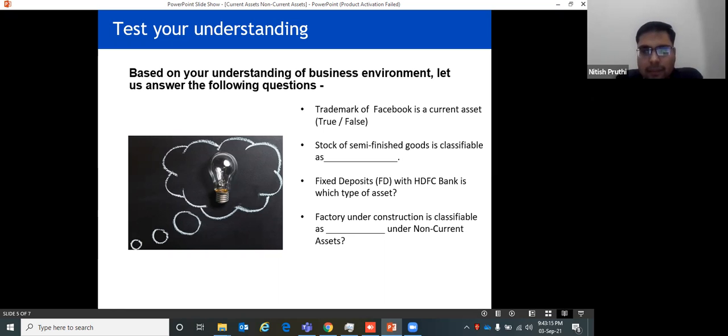Second question: stock of semi-finished goods is classifiable as. So stock of semi-finished goods. What is semi-finished goods? Goods that are neither raw material nor finished. So it is in the process of manufacturing. Once the manufacturing is completed, it will be sold in the market. So you understand what semi-finished goods are. This is the keyword, and another is stock. Stock means inventory. So inventory means automatically a current asset.